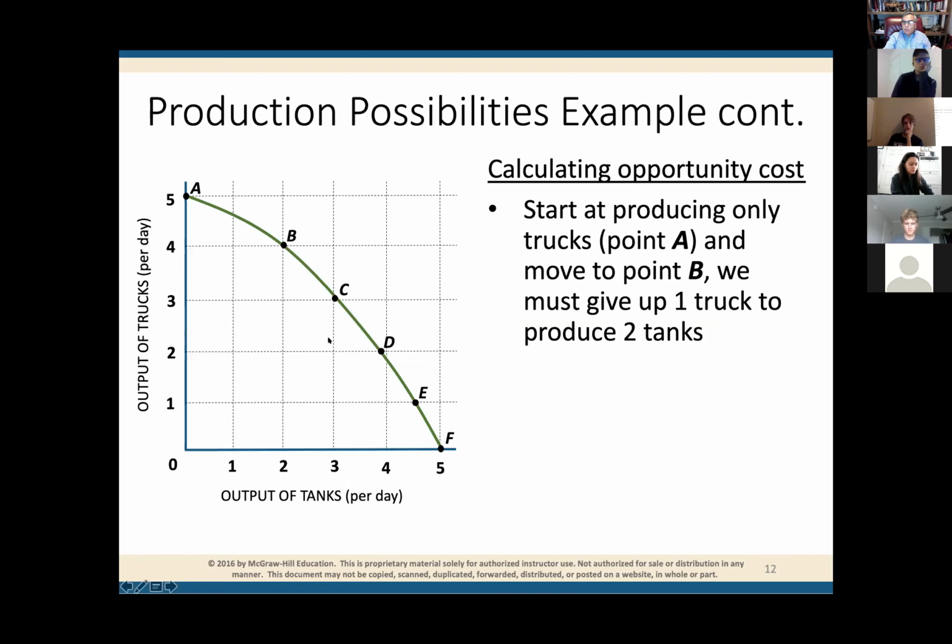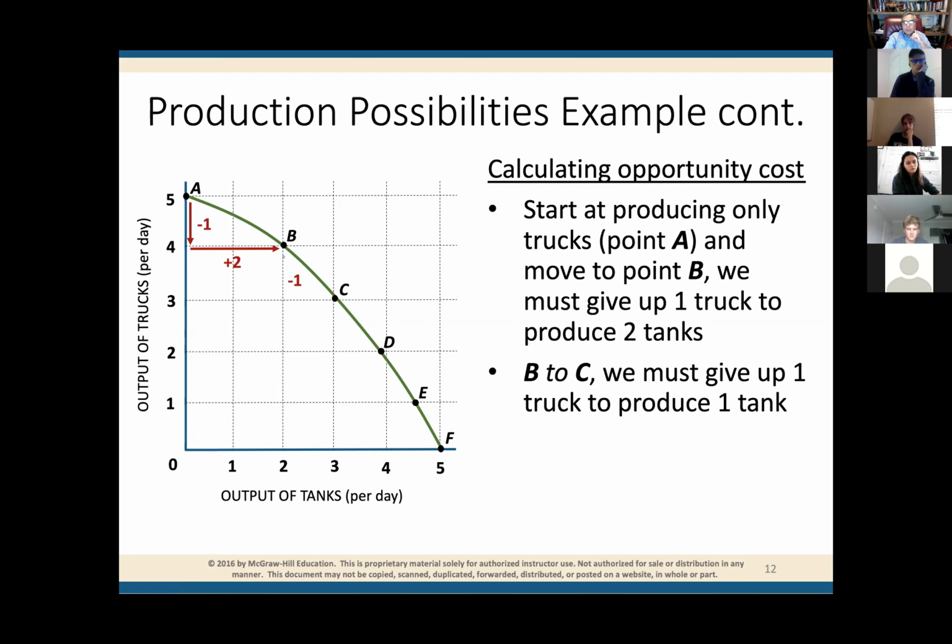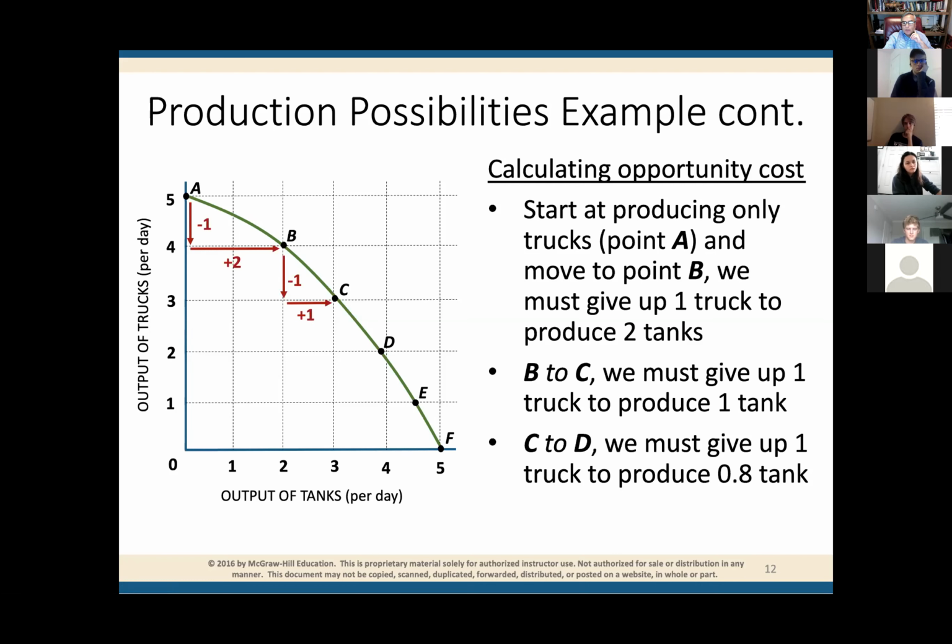Now, how do we calculate it? For example, how much is my cost when I move from point A to point B? Remember, I lose one, I gain two, so then my cost is 1/2. If I go from B to C, I lose one, I gain one, my cost is 1. From C to D, I lose 1 and I gain 0.8, so it's about 1.20. And again, that's opportunity cost: loss divided by gain.